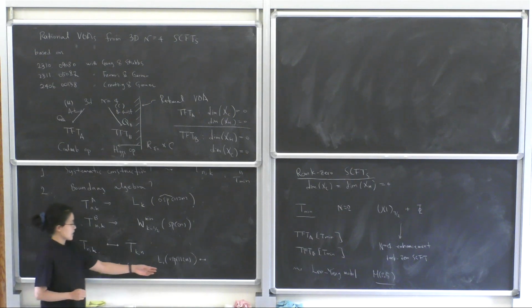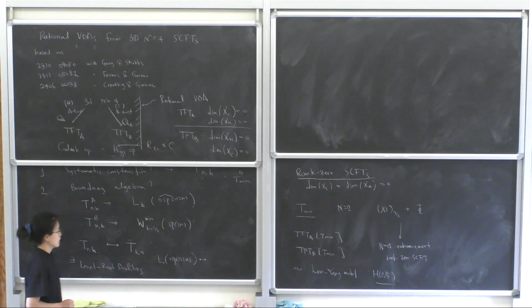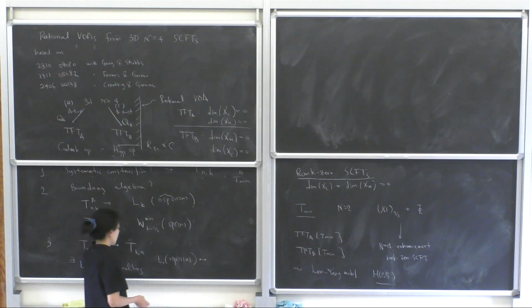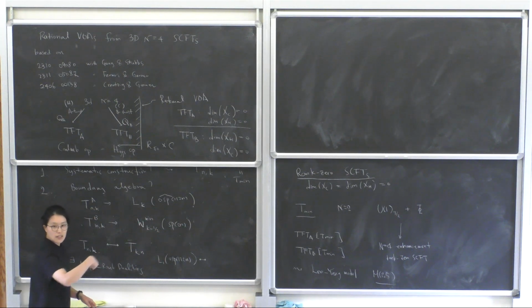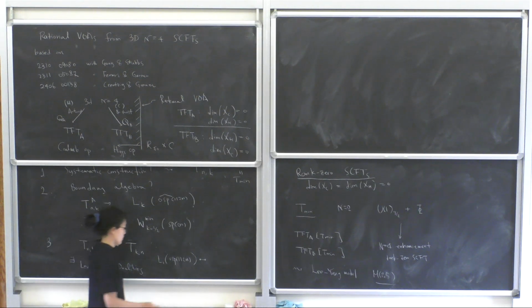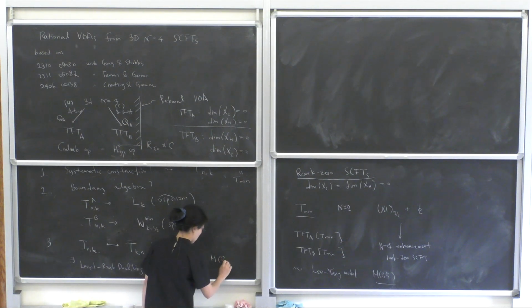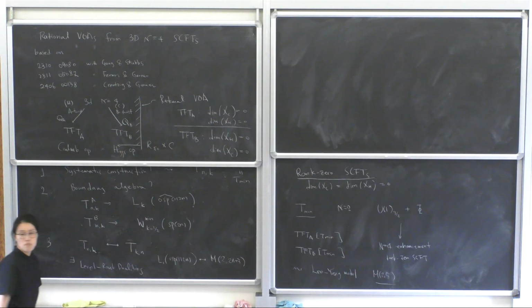So on the left-hand side, we have L1 of OSP(1|2n). And on the other side, we swap the K and N, and we set K equals 1, so it's SP2. And this is exactly then the Virasoro minimal model M(2, 2n+3). So there is a Virasoro minimal model M(2, 2n+3).